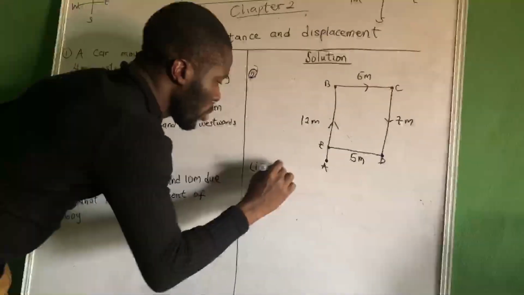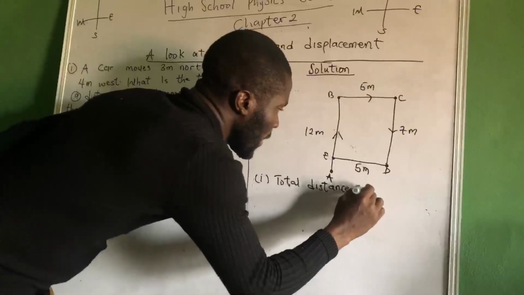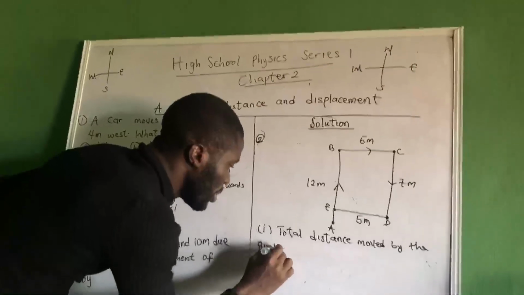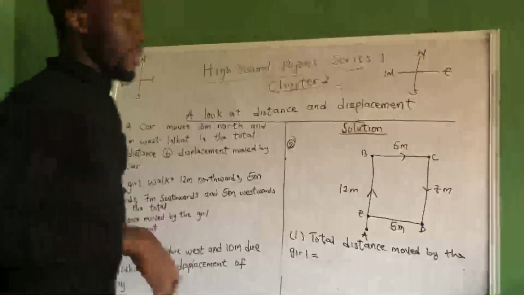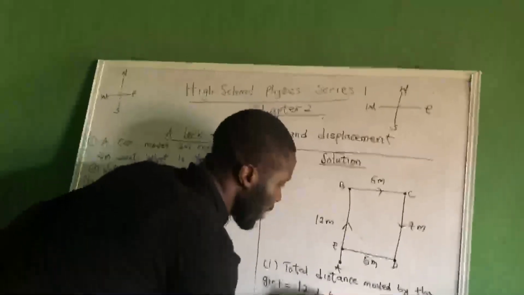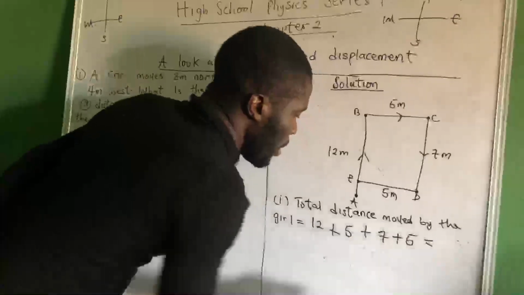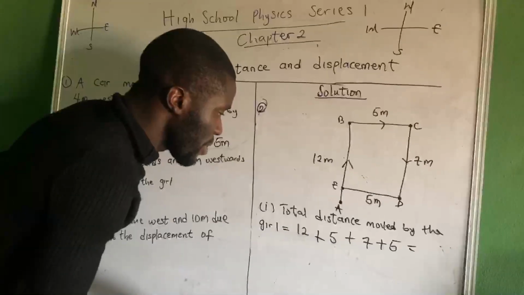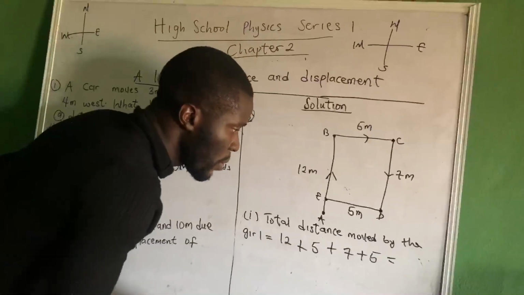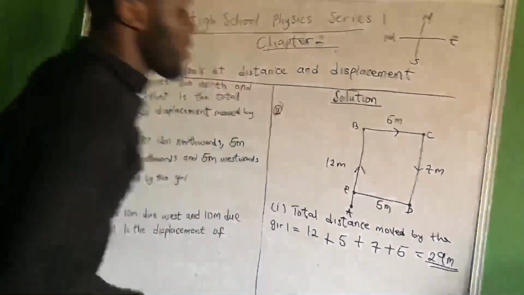1. Total distance moved by the girl. That will be the addition of all the distances. The first distance we have there is 12. So that is 12. The second one is 5 meters. That's 5 plus what? 7. Then plus what? Plus 5. 12 plus 5. That is 17. 17 plus 7. That is 24. 24 plus 5. That is 29 meters. That is the total distance. That's the addition of all the distances.